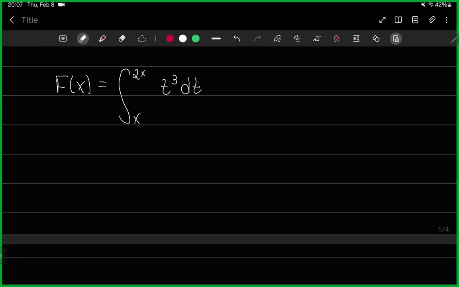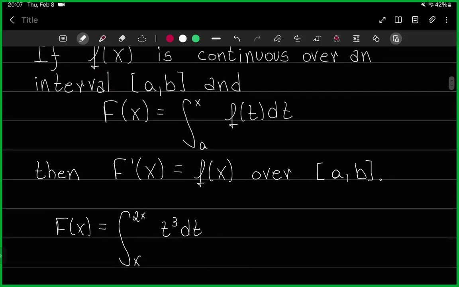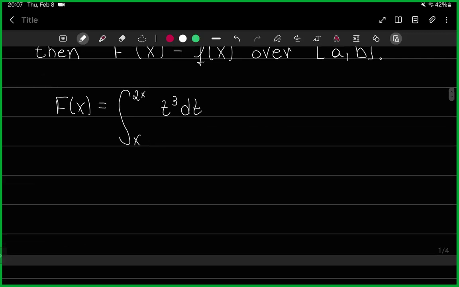Okay, what's the difference between our integral and the fundamental theorem of calculus integral? Well, in there, they have an integral from a to x, so from a constant to x. And here we have from x to 2x, and none of those are constants. So we need to do some playing around with our integral.